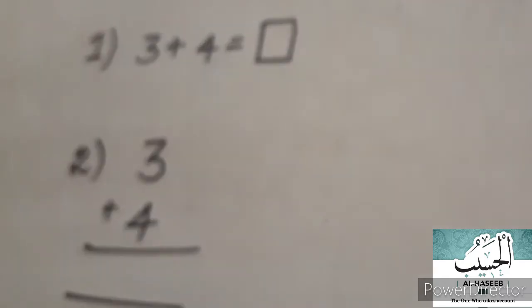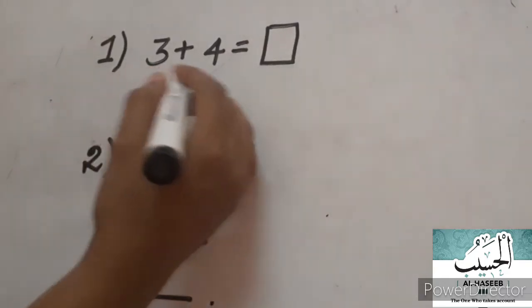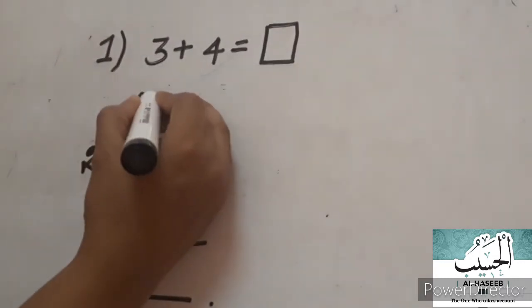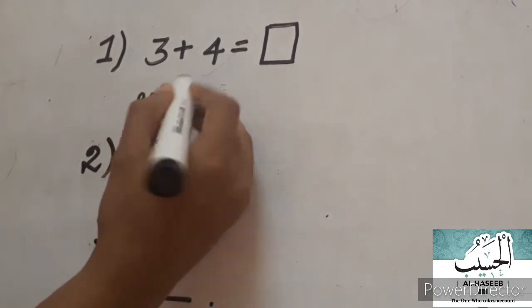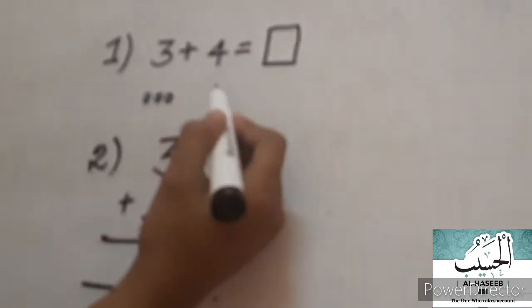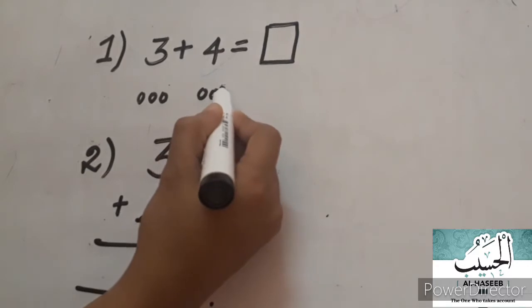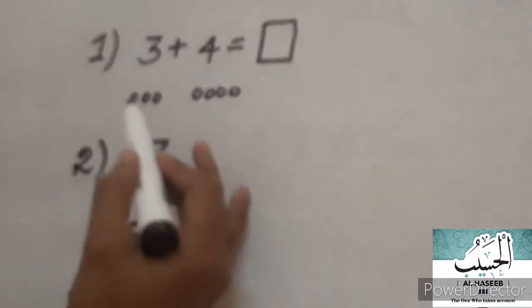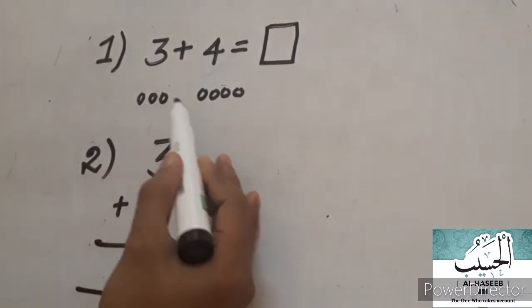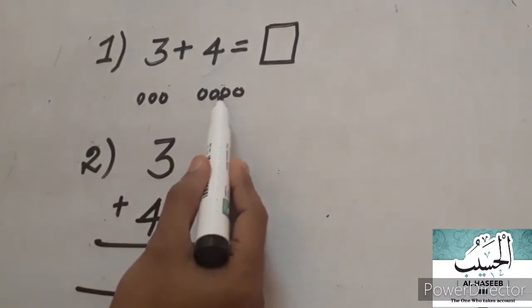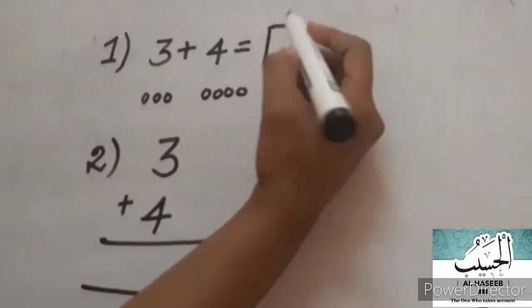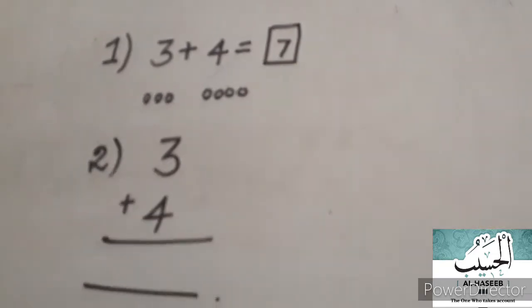First of all, we can put 3 as 3 circles and 4 circles for 4. 3 and 4. Altogether 1, 2, 3, 4, 5, 6, 7. Yes, altogether 7. Friends, let us do vertical method.